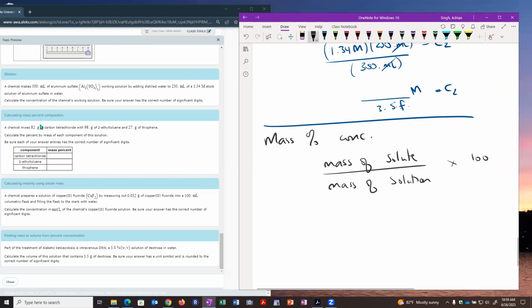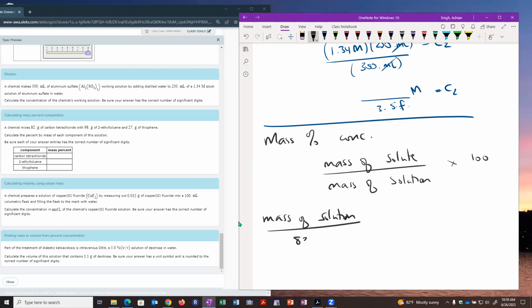So it says the chemist mixes 82 grams of carbon tetrachloride with 98 grams of all of this stuff and 27 grams of that. And it says calculate the percent by mass of each component of the solution, right? So we have 3 components, this thing, the second thing, and this third thing. So we add together now all of them to get the mass of the solution.